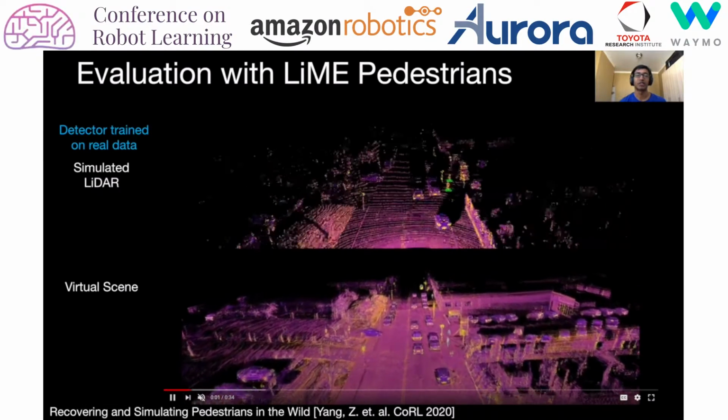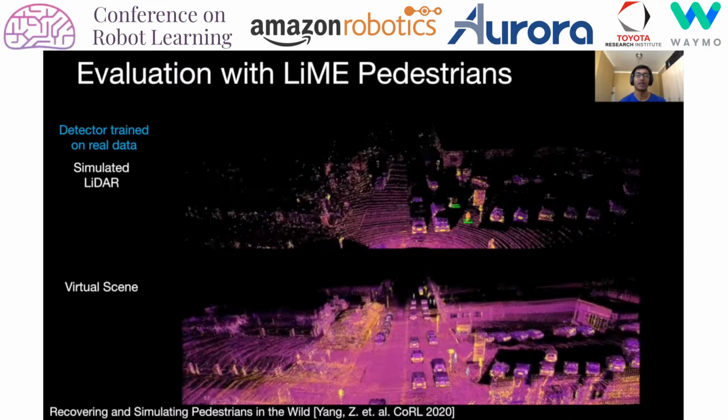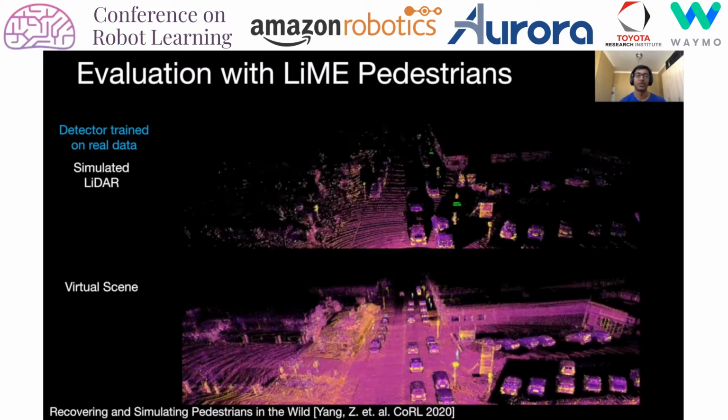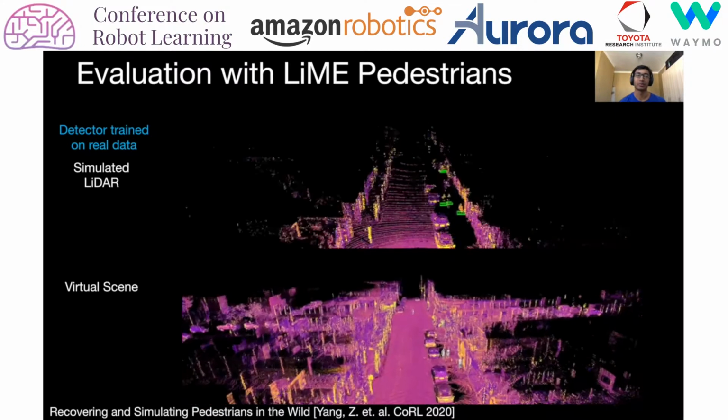Here we show reconstructed pedestrian scenarios and the simulated LiDAR. On top is the simulated LiDAR, and on the bottom is the virtual scene. The green boxes are pedestrian detections. The detector model, trained only on real data, processes the simulated data well.